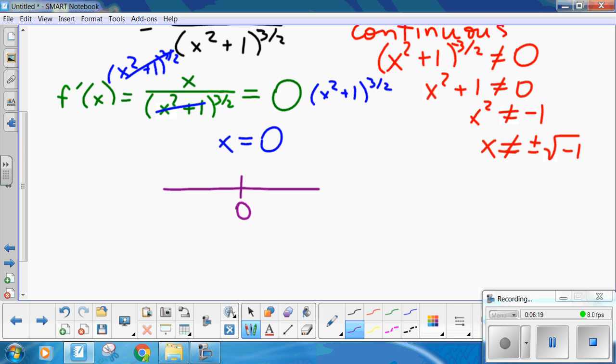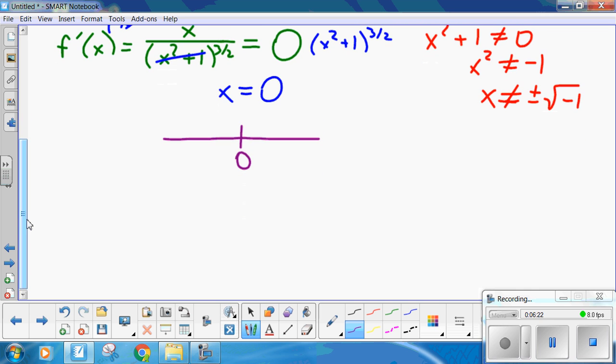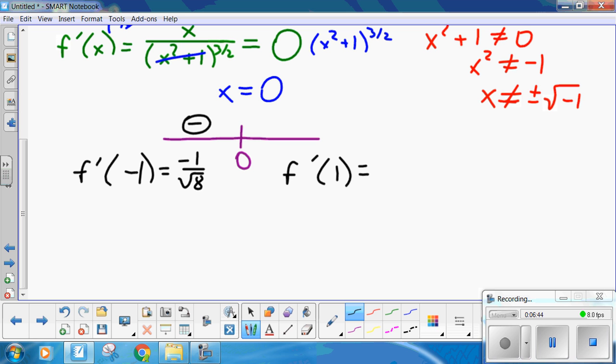Now we find the derivative at test points. I'm going to say minus 1. I get minus 1 over the root of 8, or a negative number. So plug in the numbers, or just look at your table of values. Honestly, it's just easier with the table of values. Okay, so it goes from a negative to a positive, which makes this the absolute minimum.